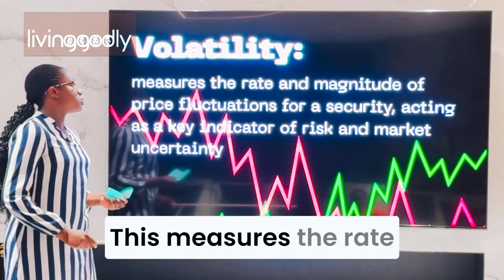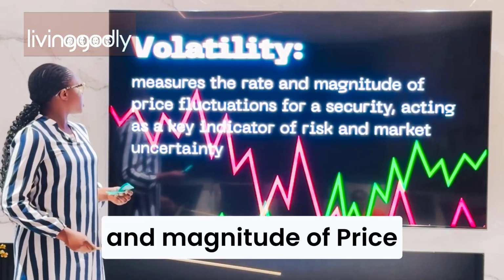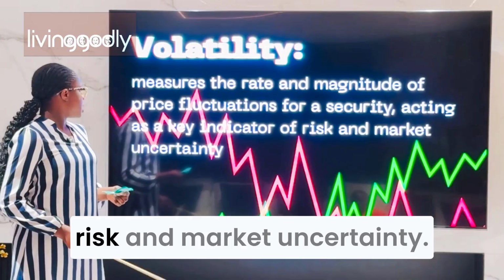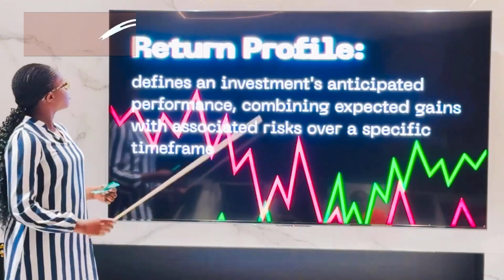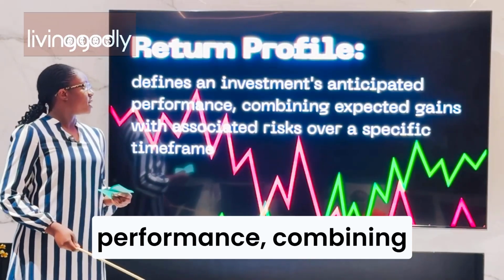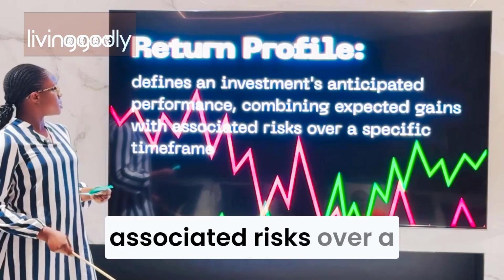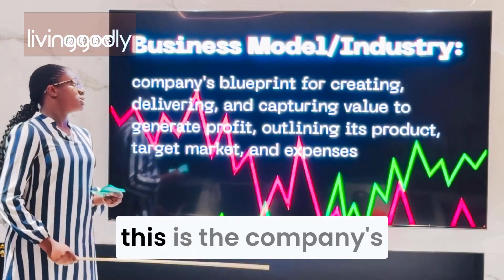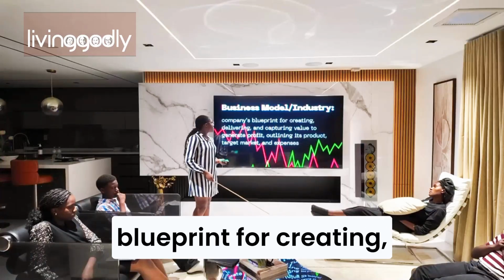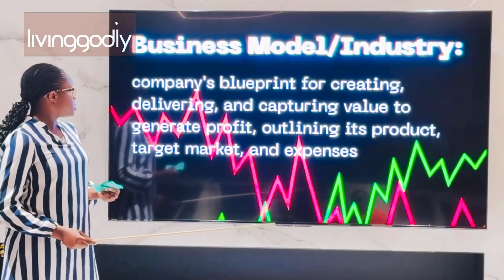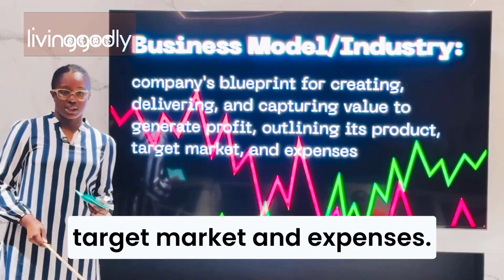Volatility. This measures the rate and magnitude of price fluctuations for a security, acting as a key indicator of risk and market uncertainty. Return profile. This defines an investment's anticipated performance, combining expected gains with associated risks over a specific time frame. Business model and industry. This is the company's blueprint for creating, delivering, and capturing value to generate profit, outlining its product, target market, and expenses.